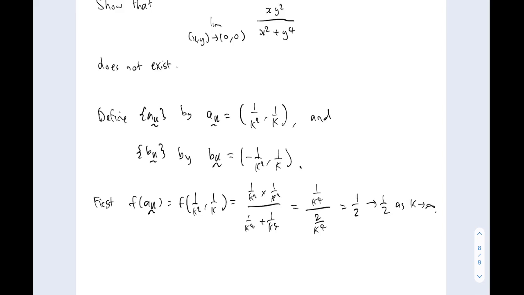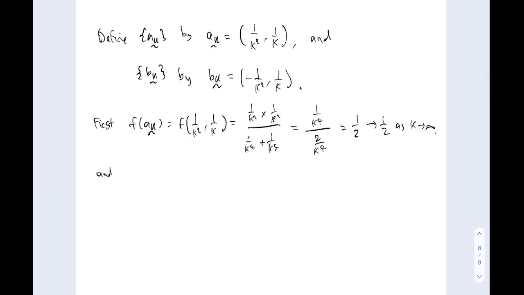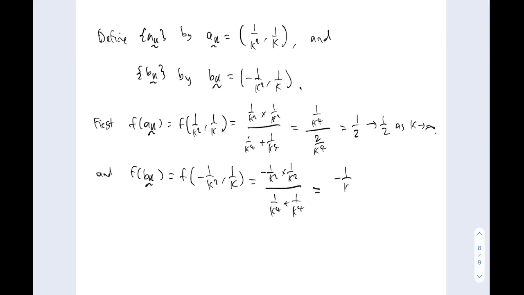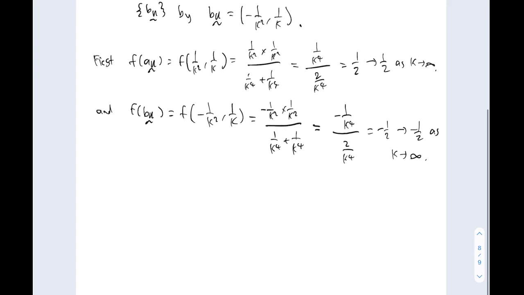Same thing for f of bk. So f of bk equals f of (minus 1 on k squared, 1 on k), which is minus 1 on k squared times 1 on k squared, all over 1 on k to the 4 plus 1 on k to the 4, which is minus 1 on k to the 4 over 2 on k to the 4, which is minus half, which goes to minus half as k goes to infinity. It's a similar thing as before. These function values of two sequences that approach (0, 0) are different.